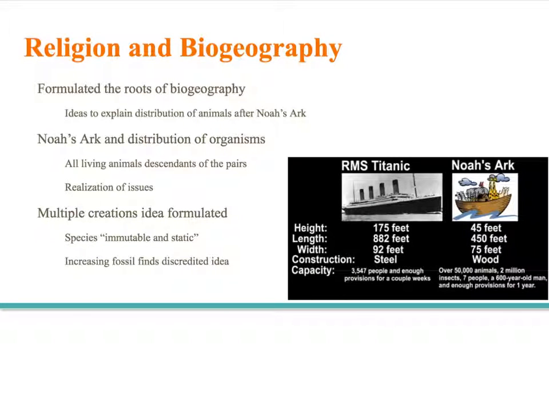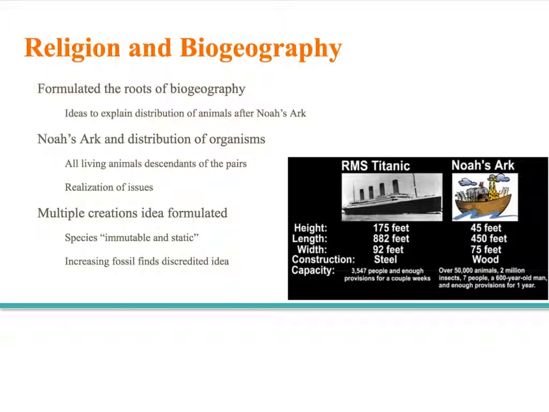Initially, scientists went on a search to prove Noah's Ark existed and to reinforce the concept of the Great Flood. They formulated the roots of biogeography since Noah's Ark crudely tried to explain the distribution of animals across planet Earth. According to Noah's Ark, since a pair of each species on Earth were taken on the Ark, all living animals should be descendants of the pair of animals initially.